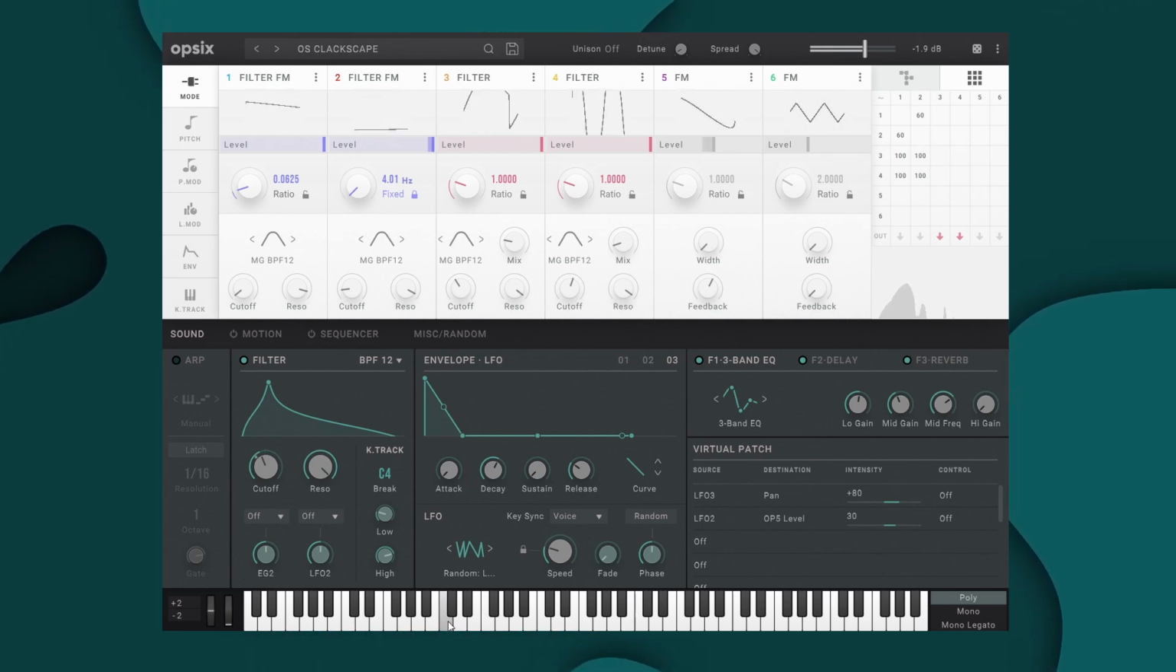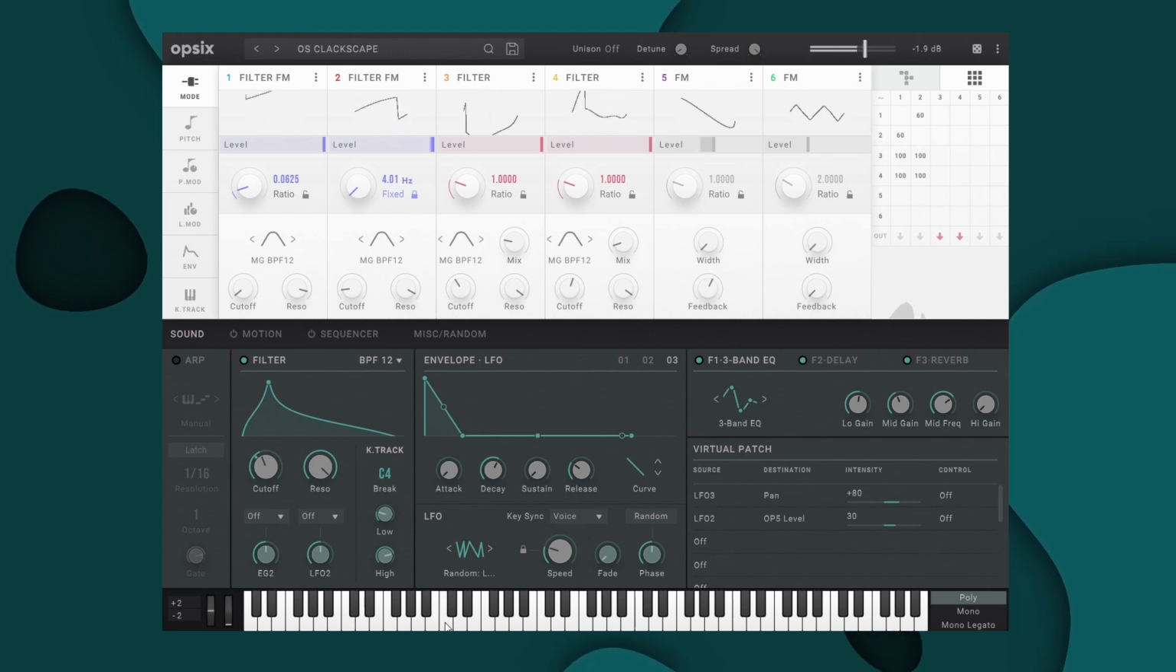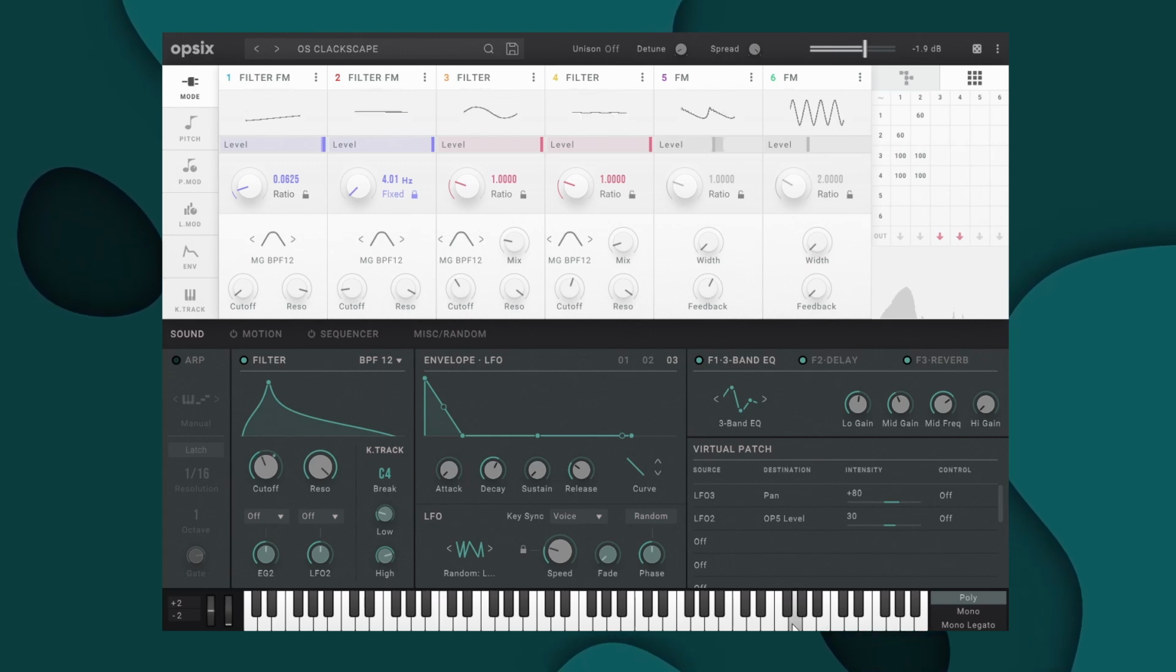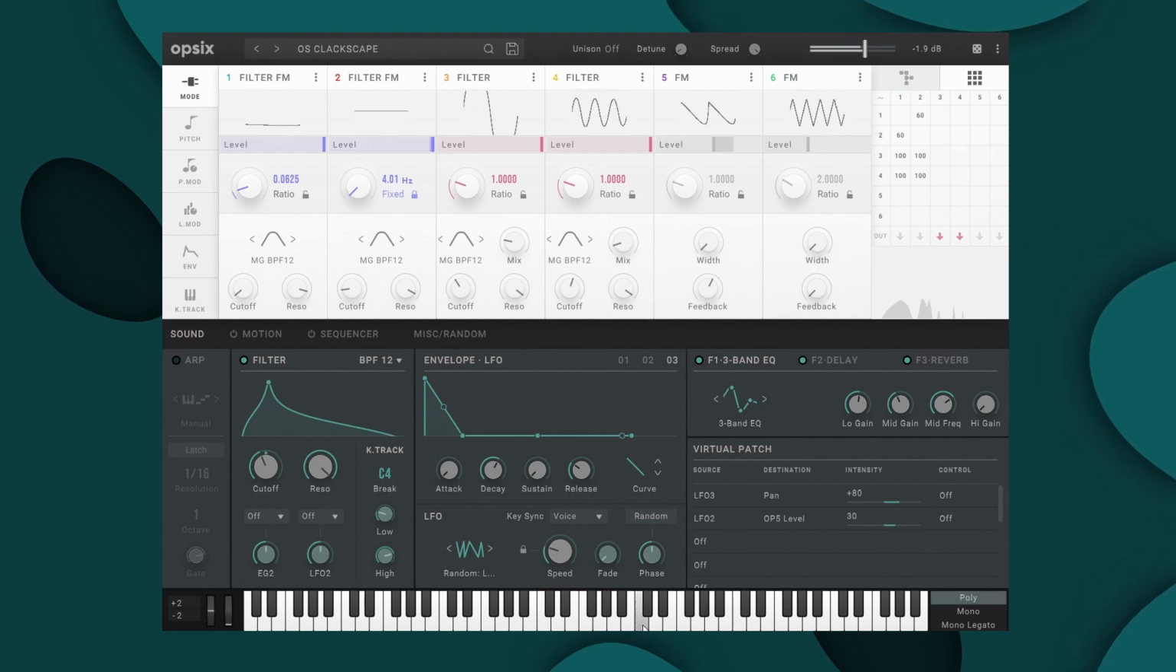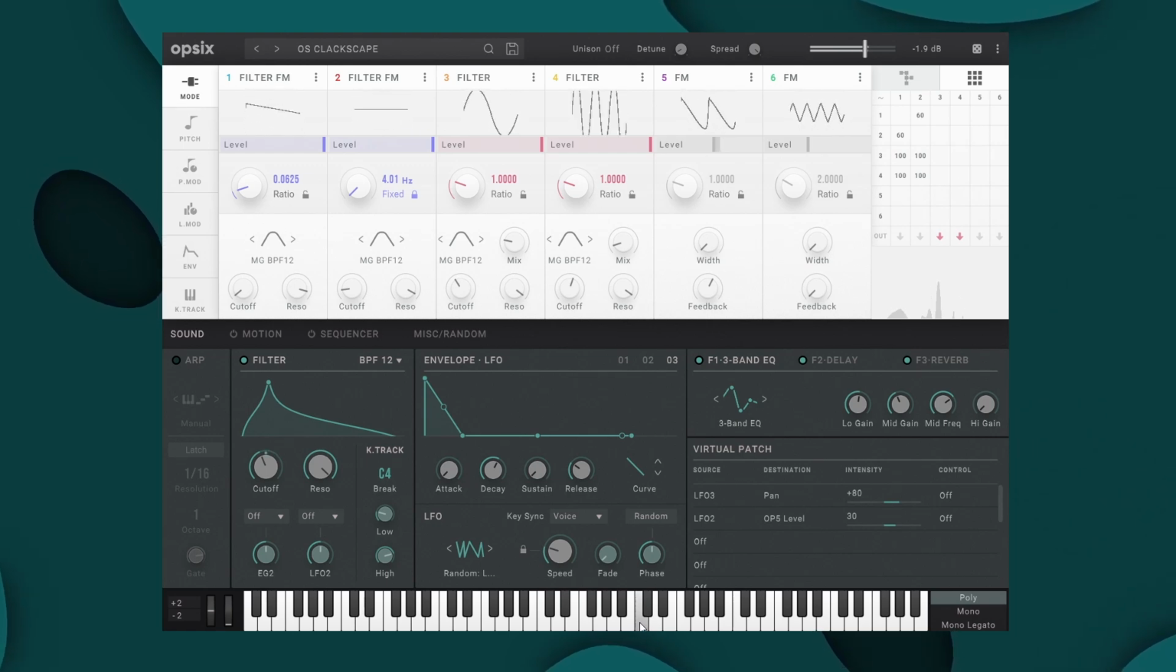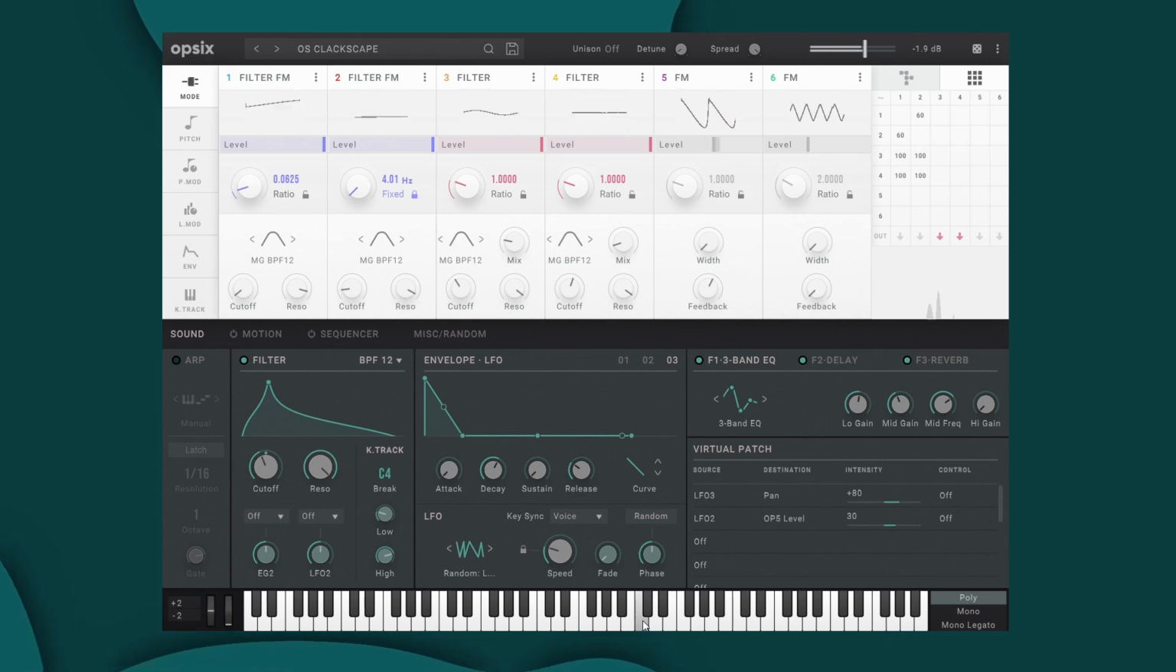Anyway, I hope this little brief guided tour was interesting, and I really hope you enjoy the album and the patches. If you've got an Opsix, I encourage you to take a look at them, see how they're built, see if there are ideas that you can steal and use in your own patches.